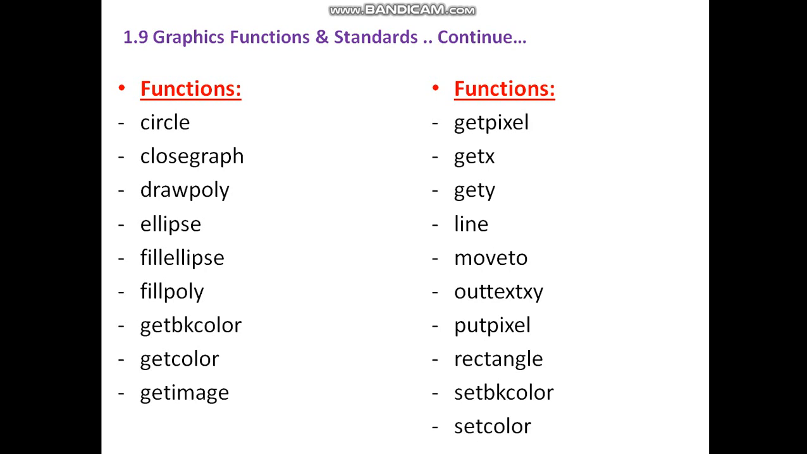Then the third one is drawpoly. This function is used to draw polygons, that is triangle, rectangle, pentagon, hexagon, etc. The syntax is void drawpoly, and the parameters are int num, comma, int asterisk polypoints.